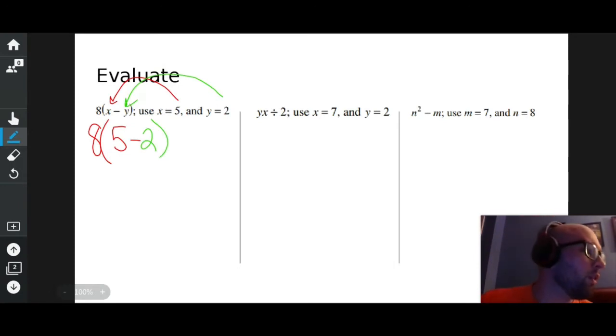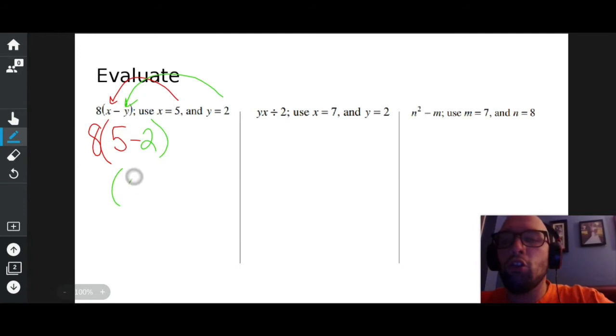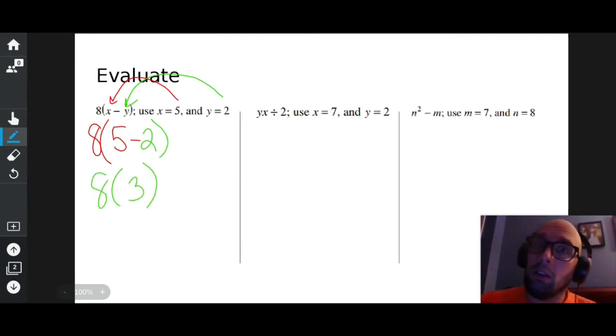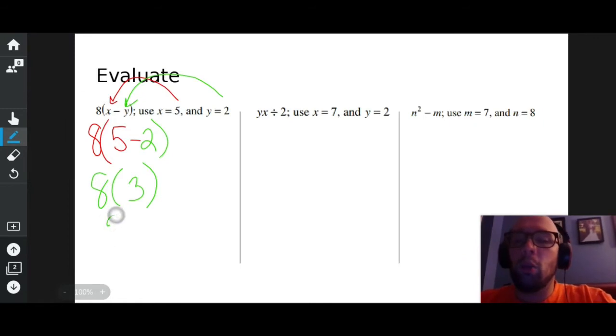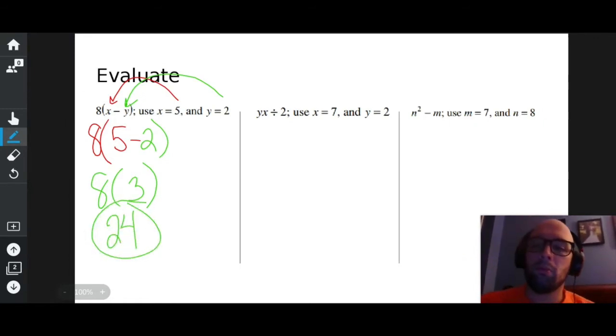PEMDAS says do everything inside the parentheses first. So 5 minus 2 is 3. Drop down the 8. 8 times 3 is 24. That's how many hours are in a day.